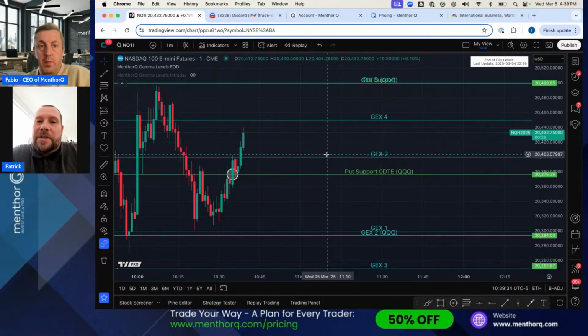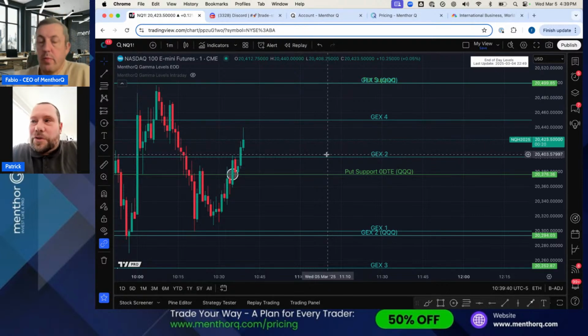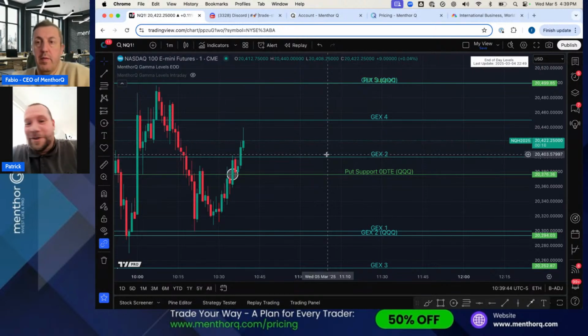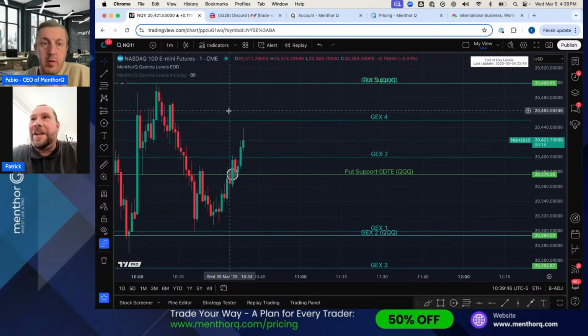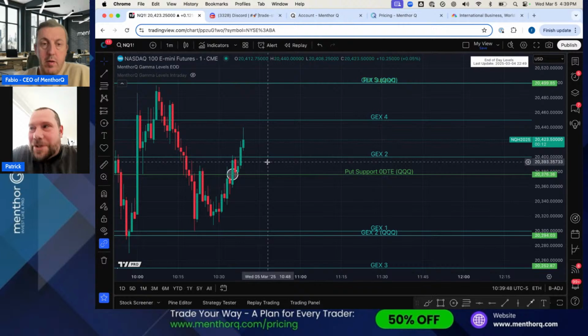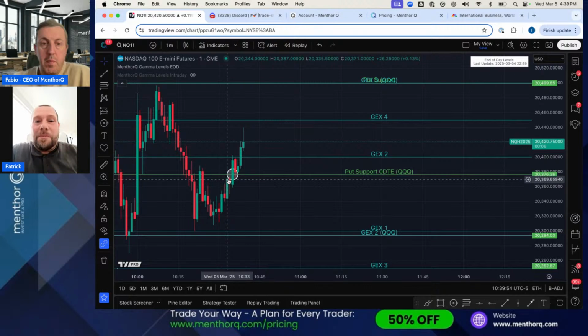And I'm observing this, and if I see something, especially that the put support 0DTE was triggered, it was holding. Look at the VIX. The VIX is going now to the call resistance. Perfect. So we're getting a perfect setup, champs. As a day trader, as a scalper, this is something we really love to see. This is so amazing. This is free money for us.